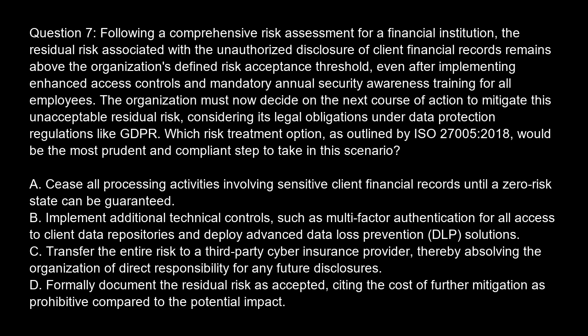Option A. Cease all processing activities involving sensitive client financial records until a zero-risk state can be guaranteed. Option B. Implement additional technical controls, such as multi-factor authentication for all access to client data repositories, and deploy advanced data loss prevention (DLP) solutions. Option C. Transfer the entire risk to a third-party cyber insurance provider, thereby absolving the organization of direct responsibility for any future disclosures. Option D. Formally document the residual risk as accepted, citing the cost of further mitigation as prohibitive compared to the potential impact.